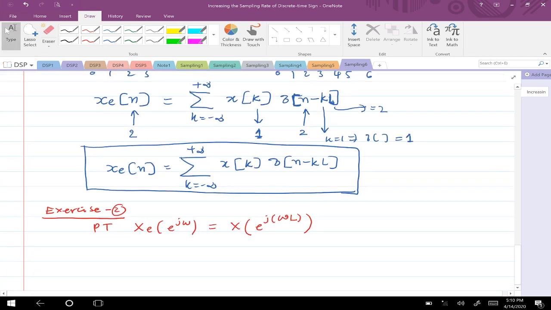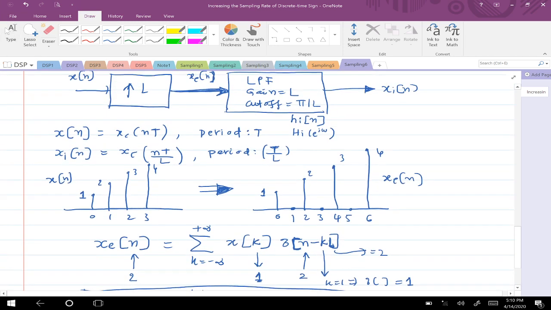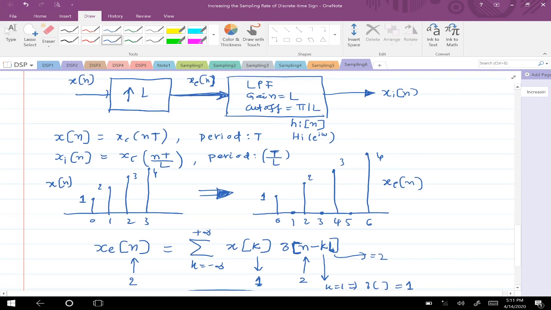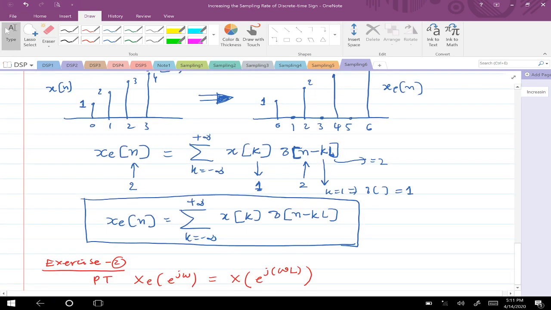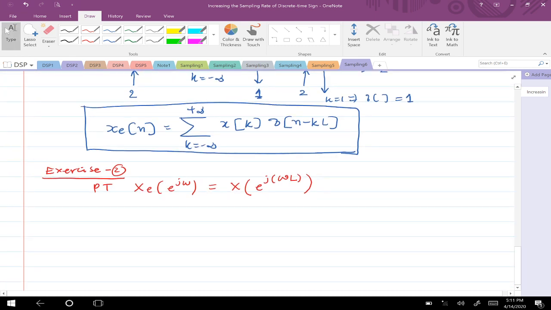So this is Xe of n. The impulse response here is Hi of n. What does that mean? If I give delta of n, what I get as an output is Hi of n. So I have a summation of scaled and shifted deltas. So what would be the output here? Well, that would be scaled and shifted versions of the impulse response itself, because this is an LTI system. For delta you have got Hi, so for delta of n minus kL, Hi also would be shifted by kL, and of course the multiplication by constant would remain the same.